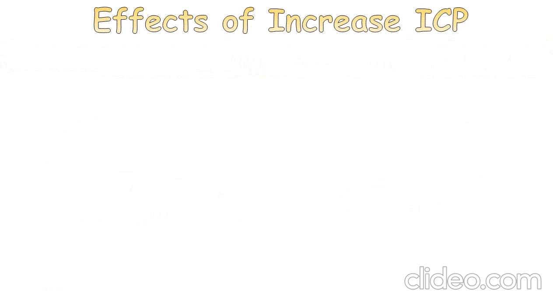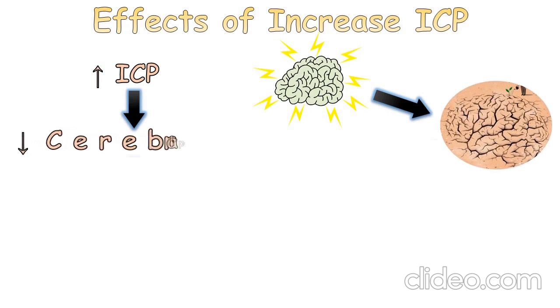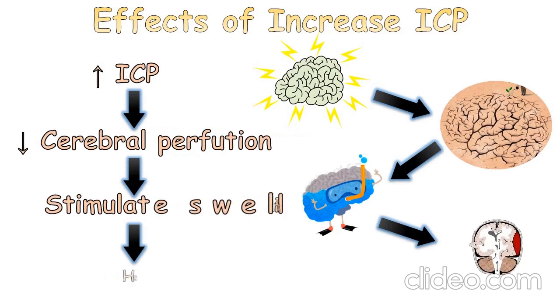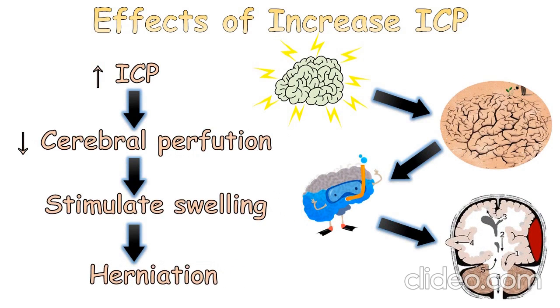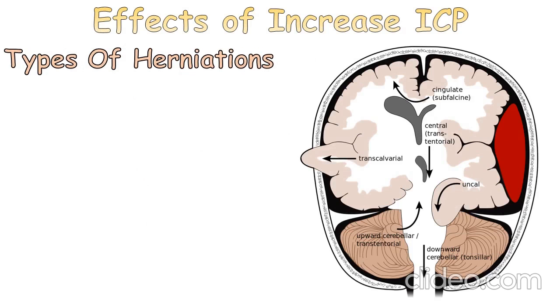Under the effects of increased intracranial pressure, let's first look at what will happen in the brain when the intracranial pressure rises. When the intracranial pressure rises, the cerebral perfusion decreases. Reduced cerebral perfusion stimulates further swelling of the brain. Because of the swelling, brain tissue shifts through the openings in the rigid dura. This is known as brain herniation. Now let's see what the types of brain herniations are.